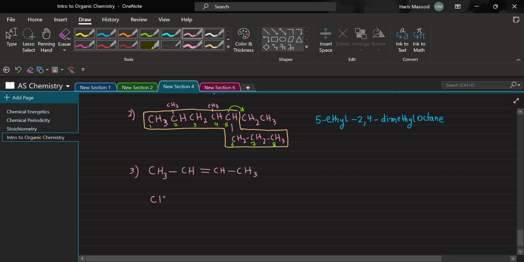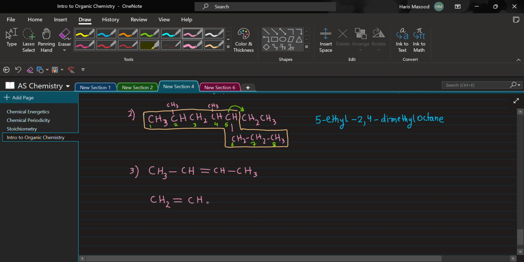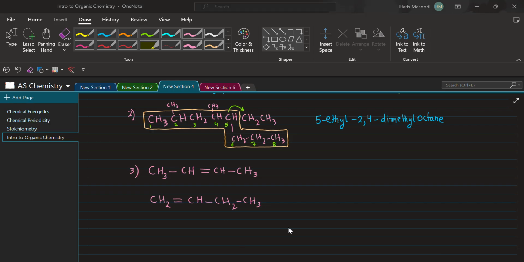Another form is CH2, CH, CH2, CH3. So what I have done is I have shifted the double bond. Now comes the functional groups. From now on the namings will include functional groups. Alkyl is not a functional group; alkyl is just a branch. So now we're going to see how the functional groups are numbered and named.